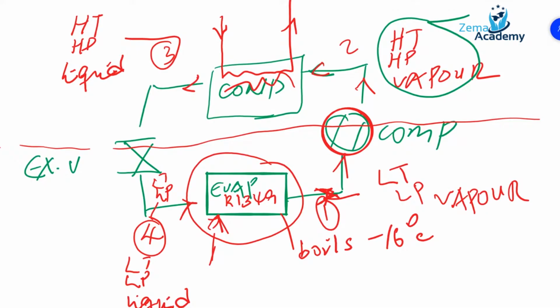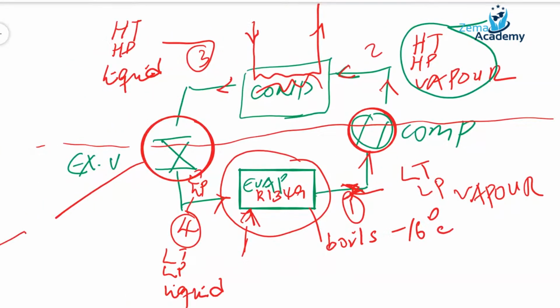Remember, at point 4, we had low temperature and low pressure. In order to reduce the temperature and pressure of the liquid from high to low, we pass it through an expansion valve. How do we reduce the high temperature and high pressure to low temperature and low pressure? It uses Bernoulli's principle. There is a venturi inside the expansion valve, so by suddenly reducing the area of the pipe, you are able to expand the liquid. Therefore, you're able to reduce the temperature and the pressure.